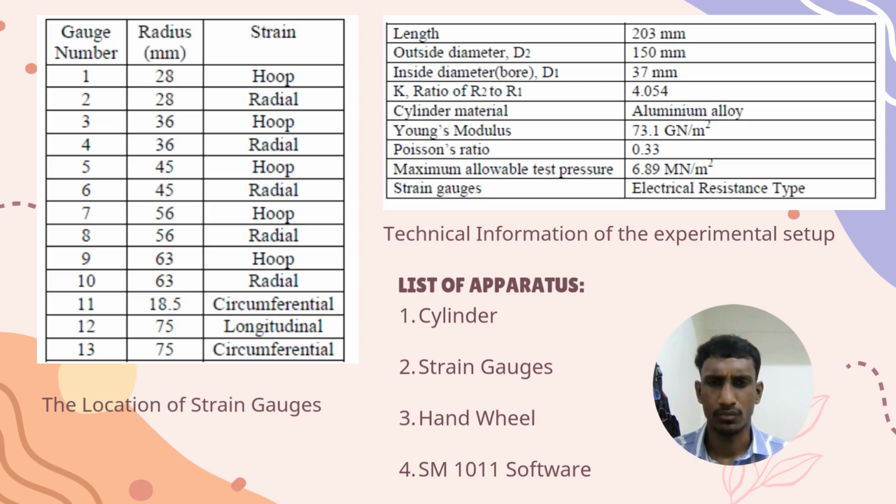Now we are going to look at the two experimental criteria which we have used in the lab report. Firstly, the location of the strain gauges. The table has been added on the left side of the slide, and at the top of the slide is the technical information of the experimental setup. The list of apparatus for this lab report is firstly the cylinder, strain gauges, hand wheel, and the most important one, SM1011 software.